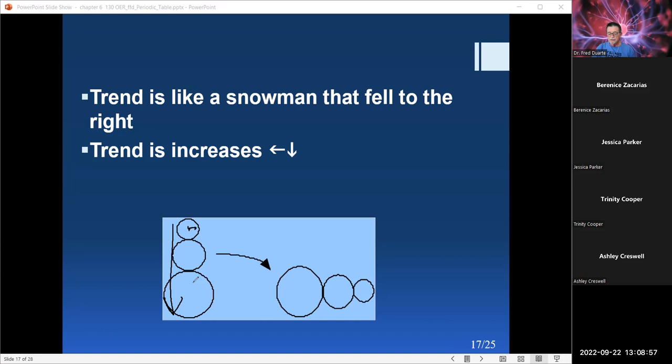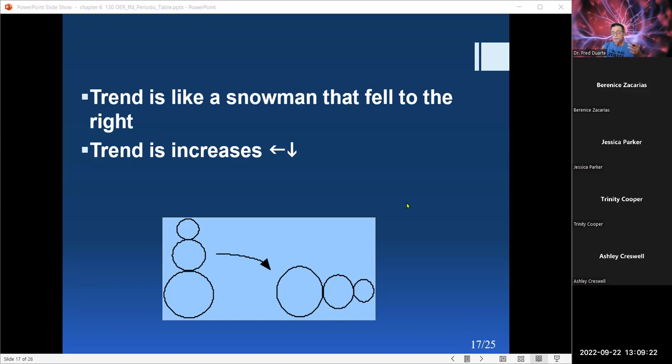And then if you take that same snowman and knock him over to the side, that means from left to right, the radius gets smaller because of the nuclear force that's occurring when the atoms start increasing the number of protons from left to right, okay? So that's the general trend.